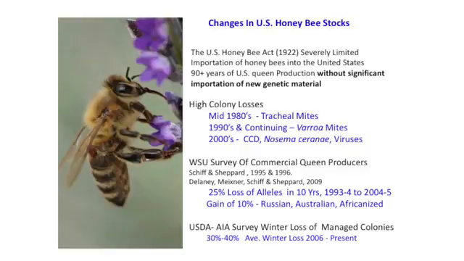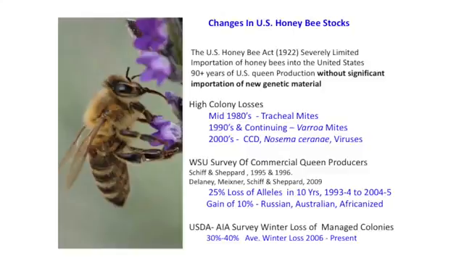So a lot of concern about, do we have enough diversity in our U.S. population? This is a survey by Washington State University. They took samples of all the queen producers and looked at the diversity within those. And over a 10-year period, from the mid-90s to about 2004-05, they found about a 25% loss in the alleles of those populations, which is just kind of an assessment of the diversity there.